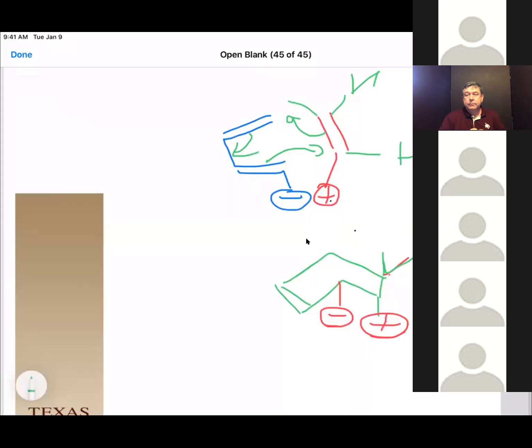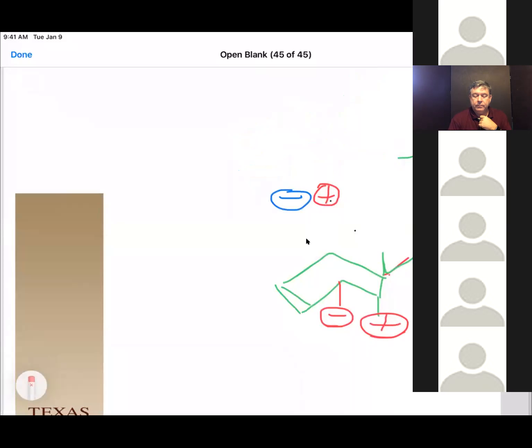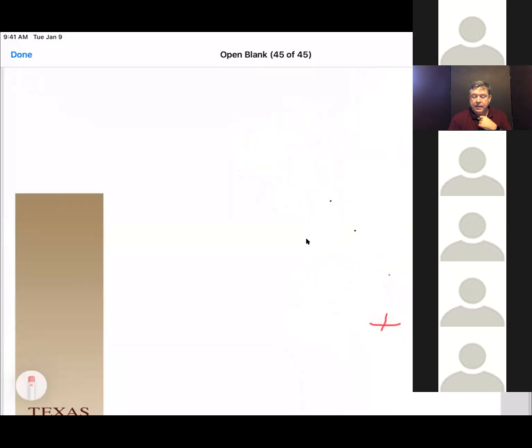All right, anybody else have a question? Okay, a little advice on attacking questions. Start with what you know. If it's a carbonyl, you've got a partially positive side and a partially negative side. Attack it from that position.